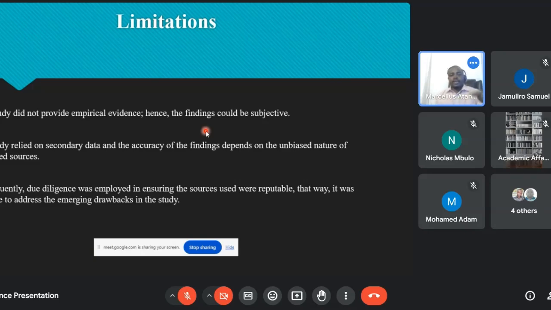So again, this study relies on secondary data, and the accuracy of the findings depends on the unbiased nature of the sources of our data. Consequently, due diligence was employed in ensuring the sources used were reputable. That way, it was possible to address the emerging drawbacks in the study.